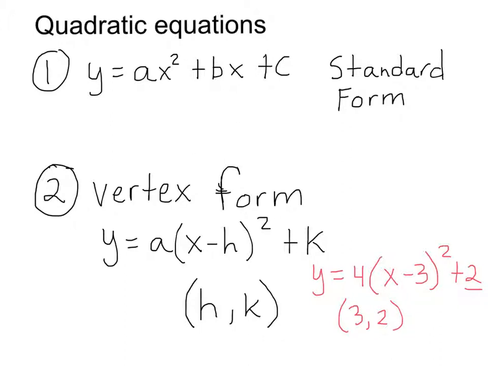So that's all there is to it. Quadratic equations have two forms. Standard form, like this, where you have x squared and then x and then a number without a variable. And vertex form, which will always be in this form right here. A parentheses x minus h all squared plus k.